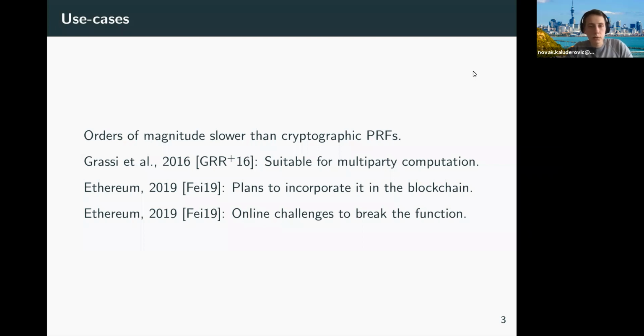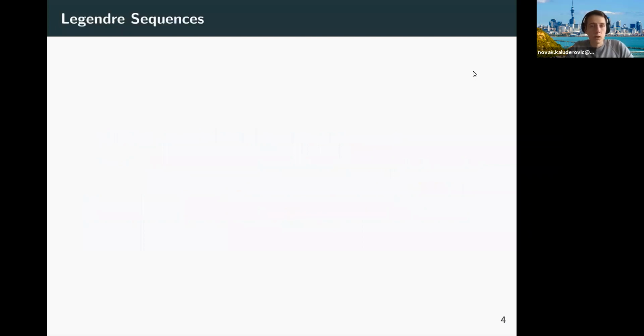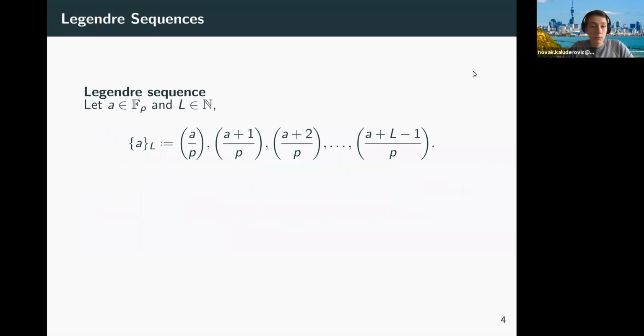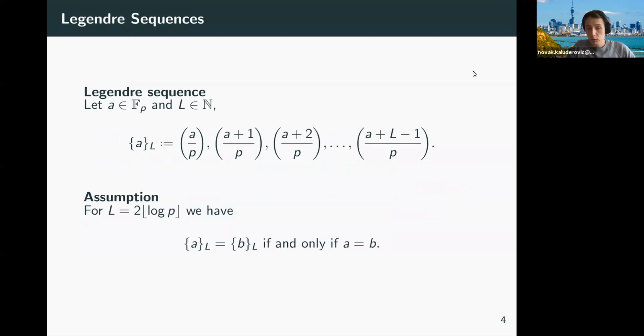Now, before we proceed to the algorithm, I need to give a couple more definitions. A Legendre sequence of starting value a and of length L is a sequence of Legendre symbols evaluated at a plus 1, a plus 2, up to a plus L minus 1. Throughout the presentation, we will work with Legendre sequences of a fixed length L, and we will assume that this length is such that the sequences uniquely define their starting point. In other words, two elements have the same sequence if and only if they're equal themselves.